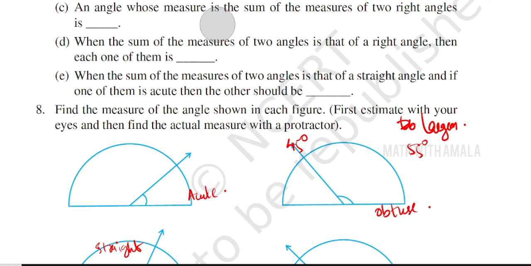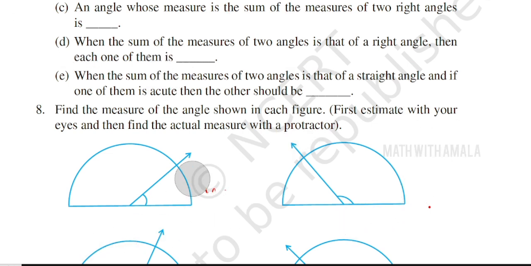Next one, when the sum of the measures of two angles is that of a right angle, then each one of them is acute angle. Okay, acute angle plus acute angle, you will get a right angle. You can give like 30 plus 60 equal to 90 degree, 45 plus 45 equal to 90 degree. These are the examples. When the sum of the measures of two angles is that of a straight angle and if one of them is acute, then the other should be obtuse. Okay, obtuse plus acute is equal to 180, like 30 degree plus 150 degree is 180 degree.